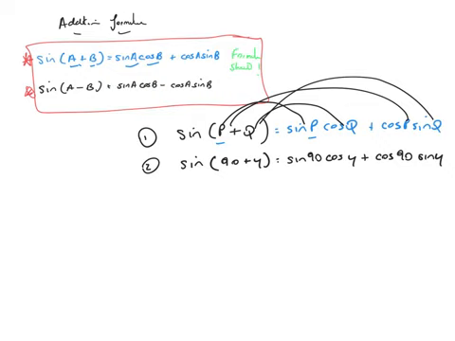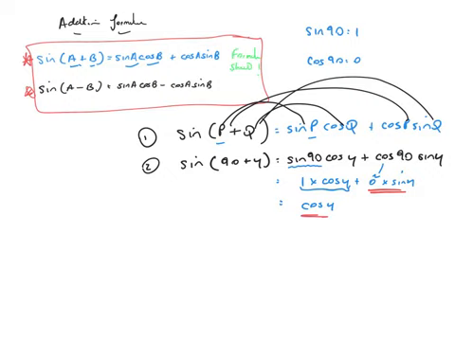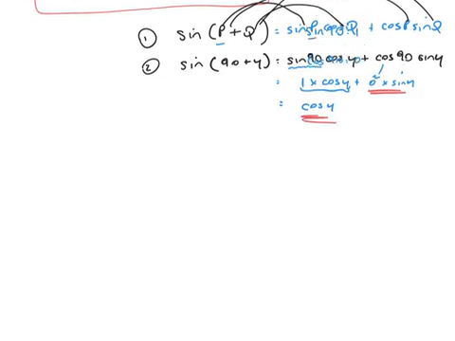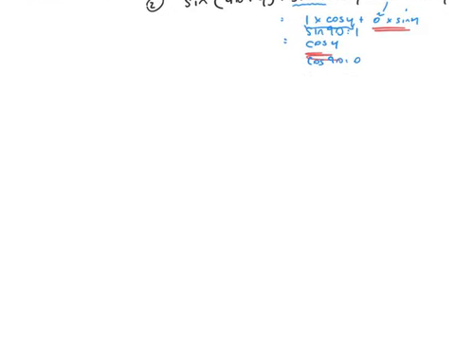Now we can go further than that using our exact values. If you go to your table of 15 exact values, that will tell you that sine 90 is equal to 1, and it'll also tell you that cos 90 is equal to 0. So what we've got then is 1 times cos y plus 0 times sine y. Okay, 1 times cos y is just cos y, and 0 times sine y is just 0, so the final answer is just cos y. Still dead straightforward.